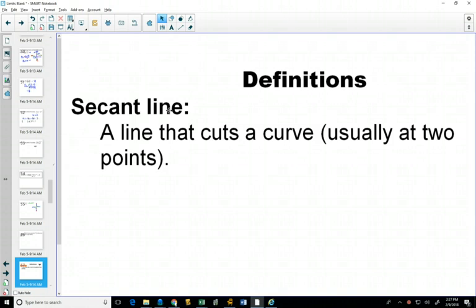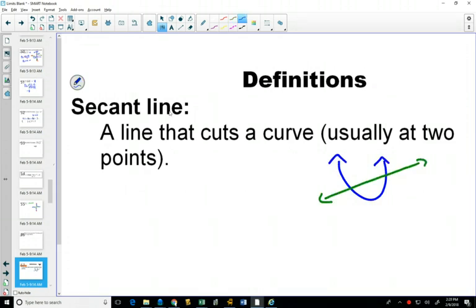Now that's a line that cuts through a curve. So if I have a parabola here and I drew a line like this, that would be a secant line. It cuts through the curve, usually at 2 points, but it could cut through at more than 2 points. You could have a secant line cut through at 1 point if it just went straight through it. But for our purposes, we're going to be talking about secant lines that go through 2 points.